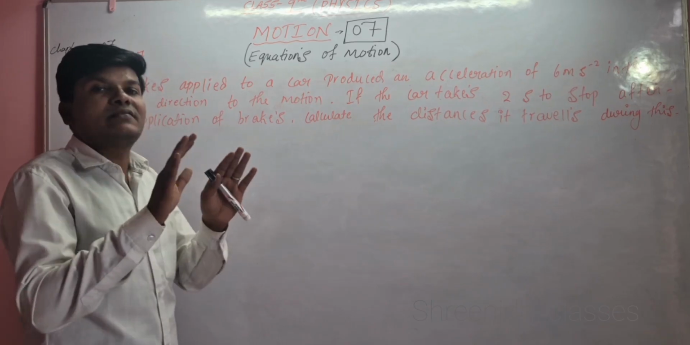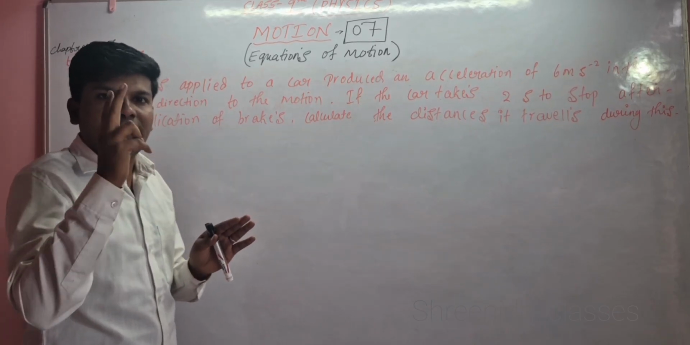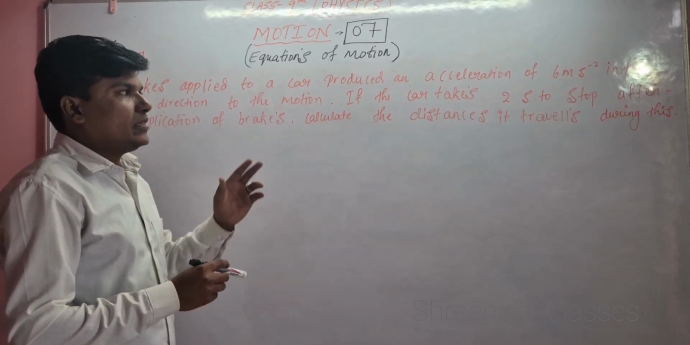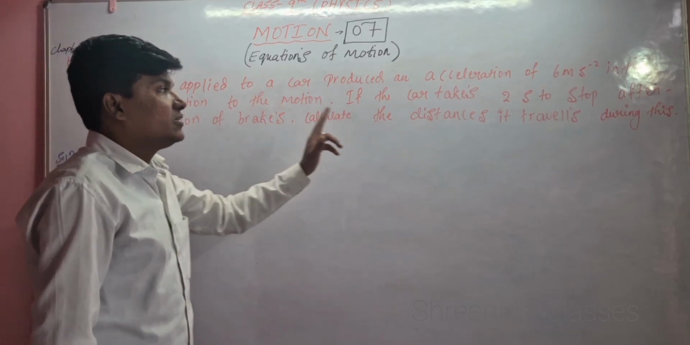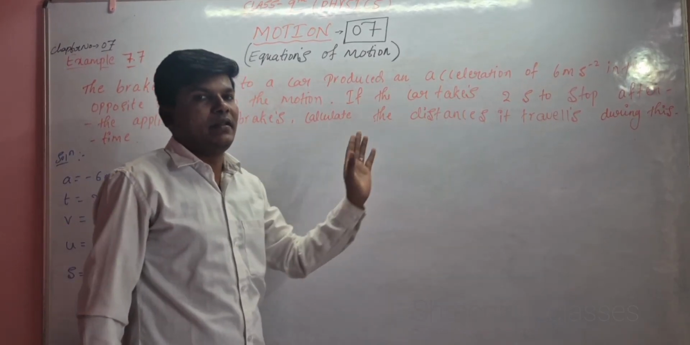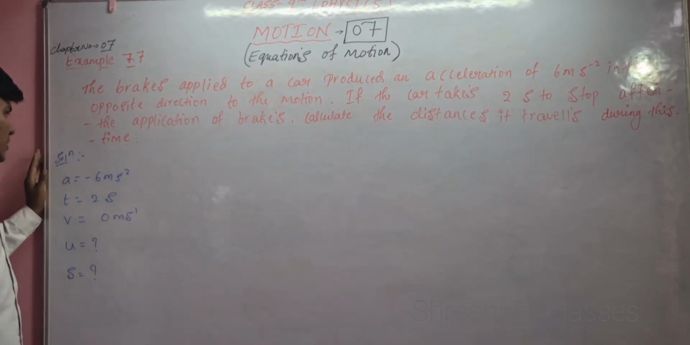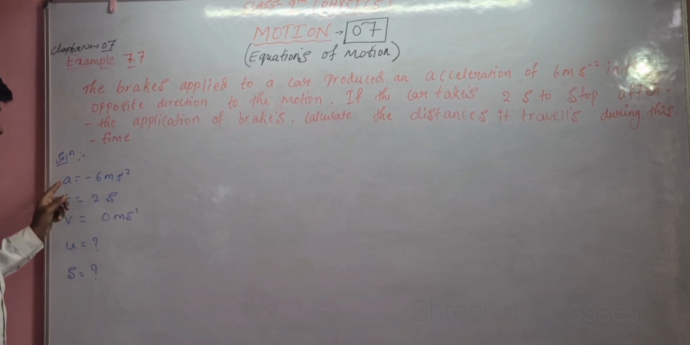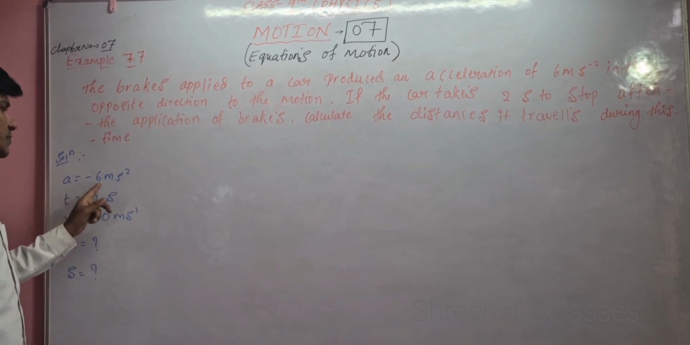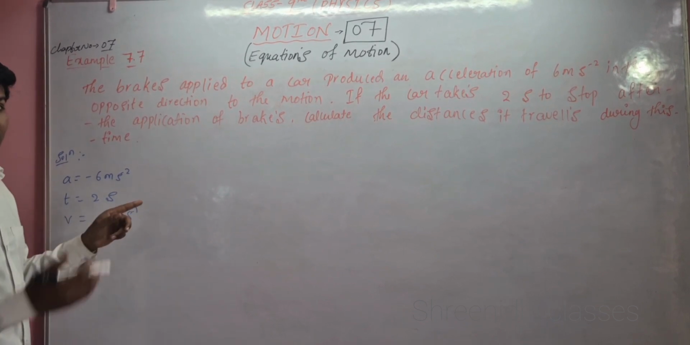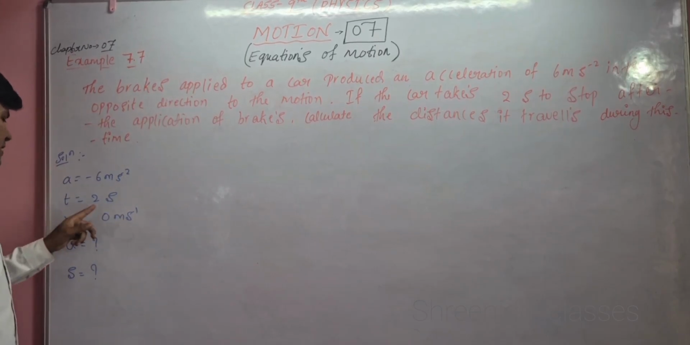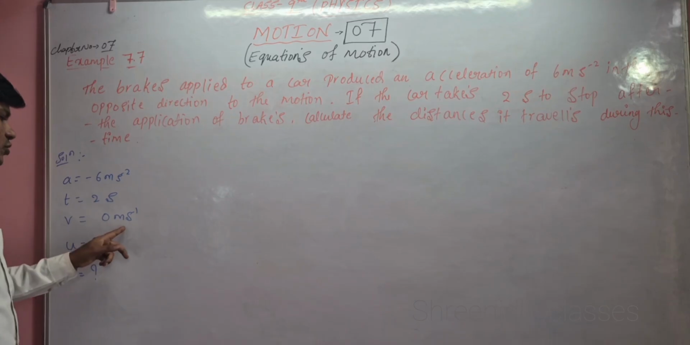It will be taken as the rest. It will be taken as the time 2 seconds. So in that 2 seconds, how much distance will the car travel? Okay, so we have to write the solution here. This is the acceleration 6 meter per second, minus 6 meter per second because it is opposite. Then the time 2 seconds, and the V is the final velocity 0 meter per second.